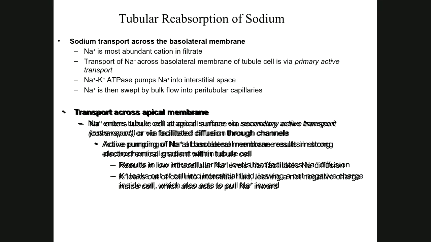Sodium is an ion, right? Most abundant in the filtrate, right? It's transported across the tubule via primary active transport. You use a pump, a sodium-potassium pump, into the interstitial space. Sodium is then swept by bulk flow into peritubular capillaries. So it is an active transport that is pumping the sodium from outside inside, and taking out the potassium from inside to outside.